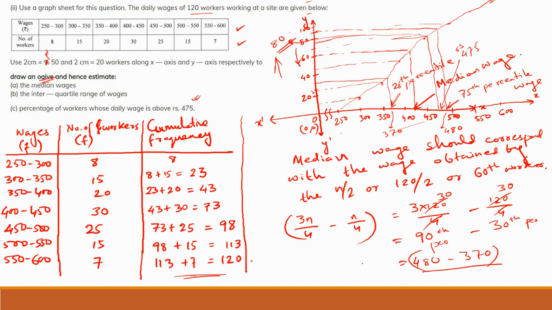So the percentage of workers whose daily wage is above 475 is, out of 120 you have to subtract 80, so only these guys get wages above 475, right? And then you have to divide by the entire population, 120, times 100. So that will be your answer to question 3. Hope you guys have got this. Now we will move to the next problem.